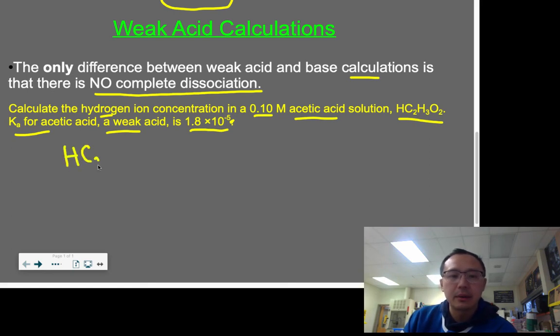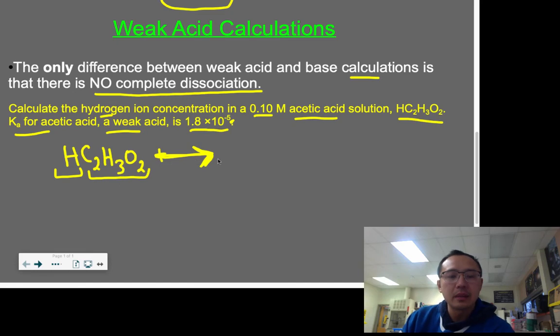So I'm going to start off with my acetic acid, which is HC2H3O2. And let's just say that this dissociates. We won't even need to add the water here. Let's just dissociate this right off. And you can see that we have your H attached to this ion. So this is going to dissociate into your H+.